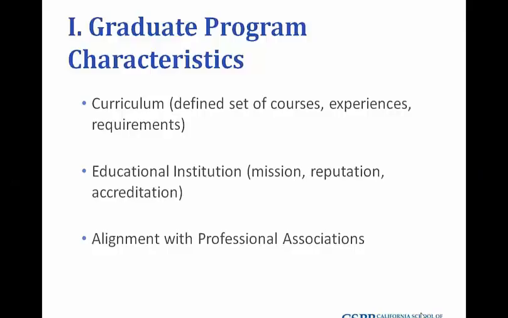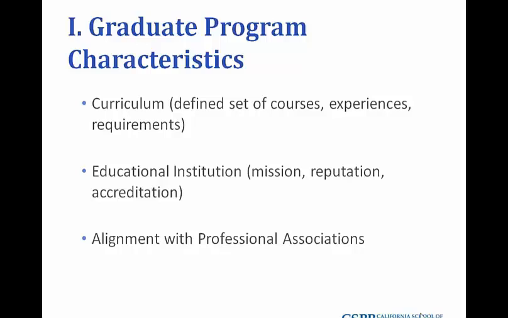So let me start with the first set, because this is the most important one, and I know there are many questions around this. So what do I mean by graduate program characteristics? What I mean by this is look at the curriculum.